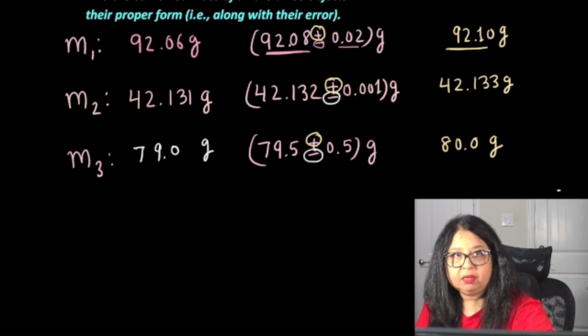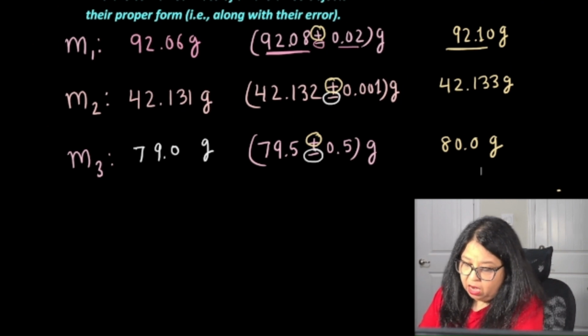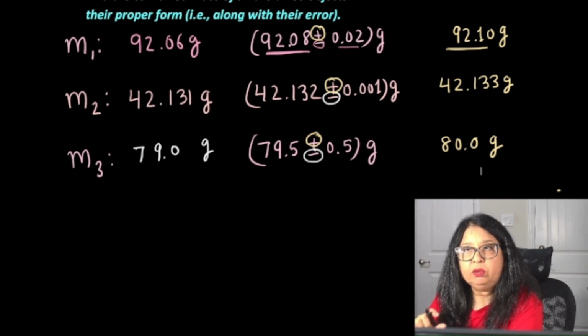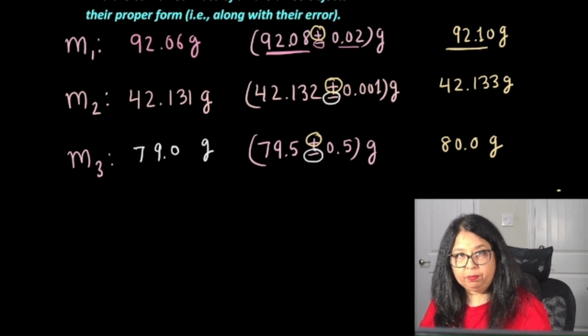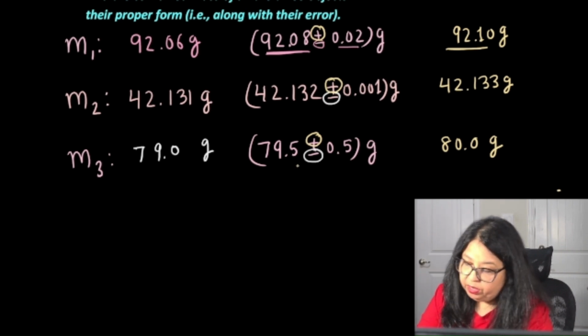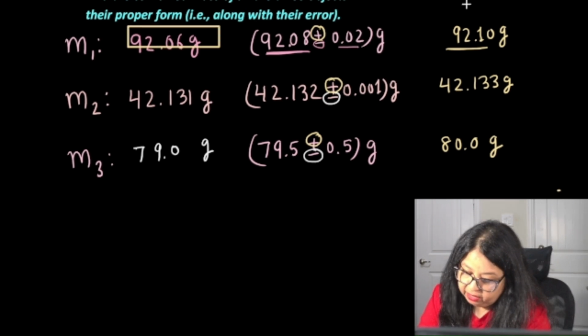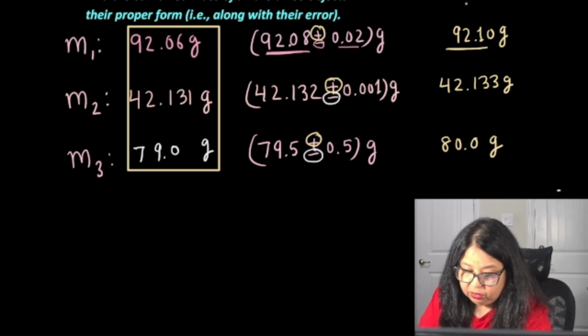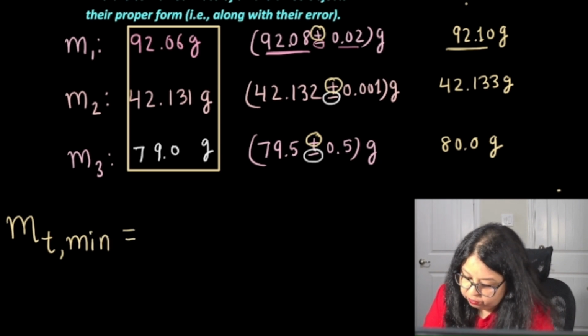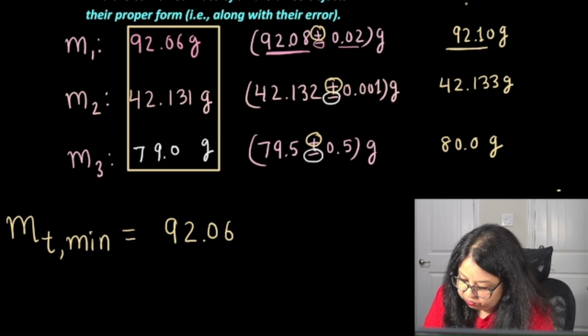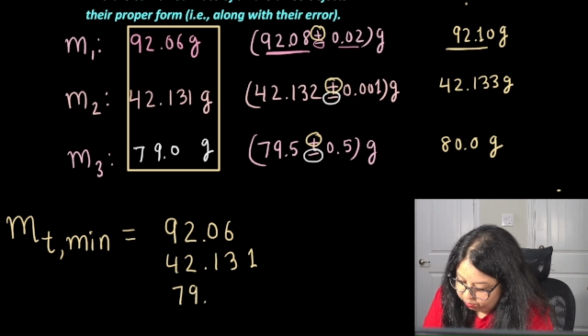You do? Okay. So now to find the combined value of these three masses. What is the least possible value for the combined mass? The least possible value will be when you add these three together, right? So this is M total minimum. What is that equal to? 92.06, 42.131, 79.0, all in grams.